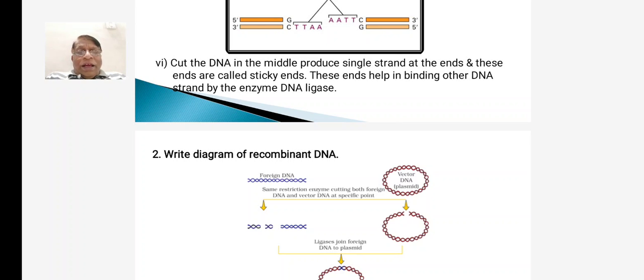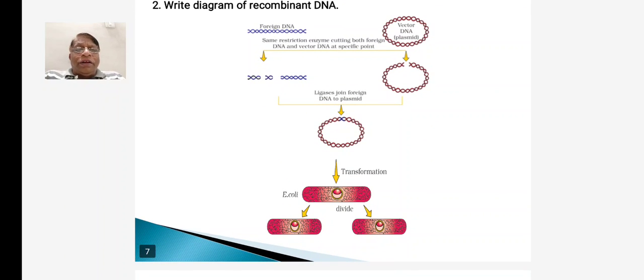Write the diagram of recombinant DNA. Now you can see the diagram. Practice this diagram, it's very important. See, foreign DNA on the left side, vector DNA on the right side. Now both the DNAs are treated with the restriction enzyme, that is the arrow mark. It will cut the DNA and thus the desired gene is obtained from the foreign DNA.